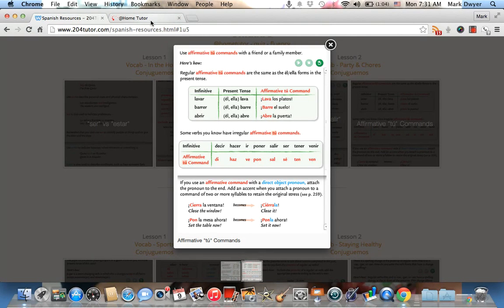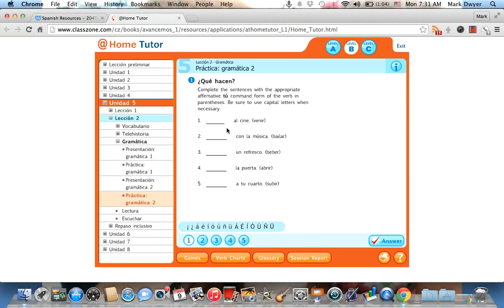Let's take a look at Home Tutor just really quickly and try level B activity 1 together. If you wanted to say for someone to come to the movie theater, remember venir was one of those irregular ones, so that was ven al cine. If you want to tell someone to dance with the music, baila. Remember, it's just like the third person singular if you were saying he dances, but this doesn't mean he dances, this means dance. It's a command. I'm saying dance with the music.